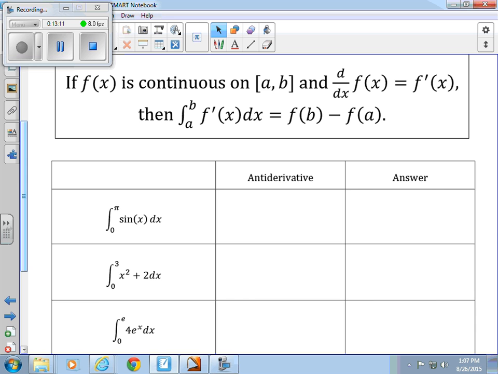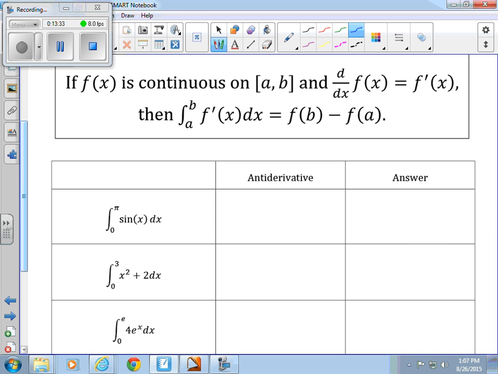The antiderivative, when you find the antiderivative of the y value, that's b minus a, it gives you the area. Okay, so let's try it, because I think y'all are freaking out at me, and this is not a hard thing.